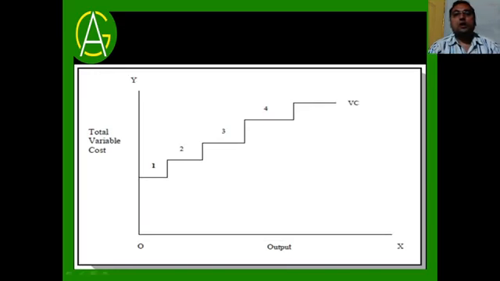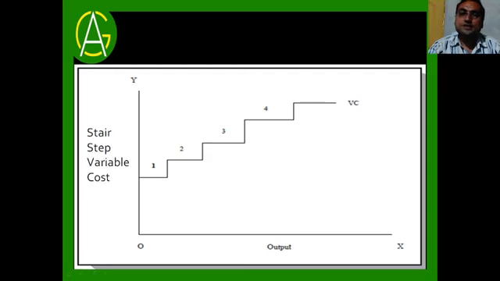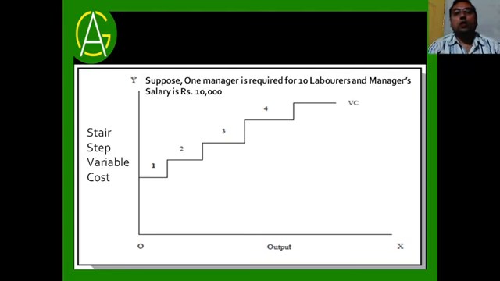Next one, another kind of cost is stair-step variable cost. This is known as stair-step variable cost because it has the nature of a stair-step. Now assume that one manager is required for 10 laborers. In order to manage 10 laborers, one manager is required and the manager's salary is 10,000 rupees. Now if the firm has 10 laborers, one manager will be required, so the cost of management is 10,000 rupees.